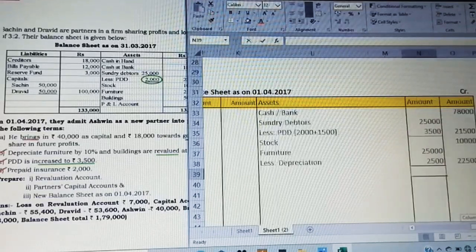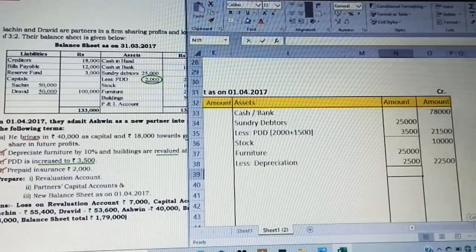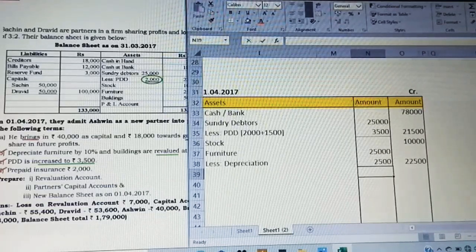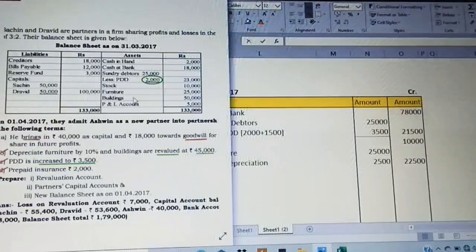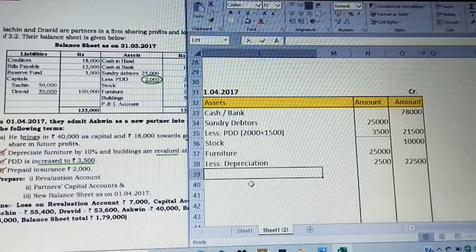22,500. Now just observe the adjusted value which I get is 22,500. Next, moving on to the next item, buildings. Again, for building we have a revaluation of 45,000 adjustment. So building, again I'm going to take it in the inner column.